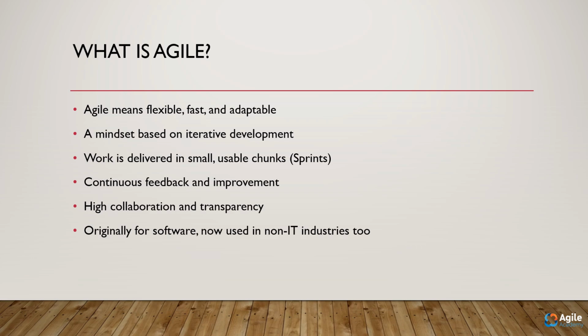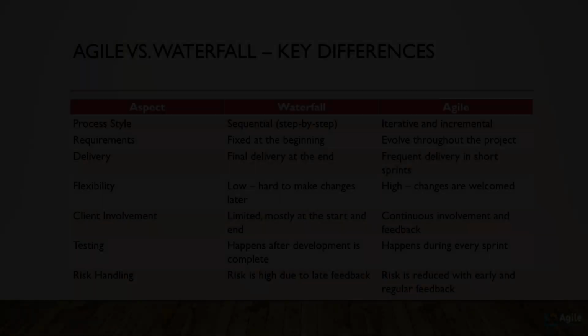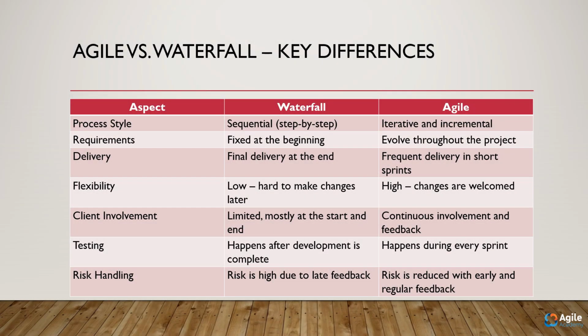Agile follows an iterative and incremental approach. Instead of waiting months to deliver the final product, teams deliver small working features regularly, usually every 1 to 4 weeks. This allows for faster feedback, better adaptability, and continuous improvement. Let's look at some key differences between Agile and Waterfall. As you can see, Agile is more suitable for modern projects where speed, flexibility, and customer feedback are crucial.